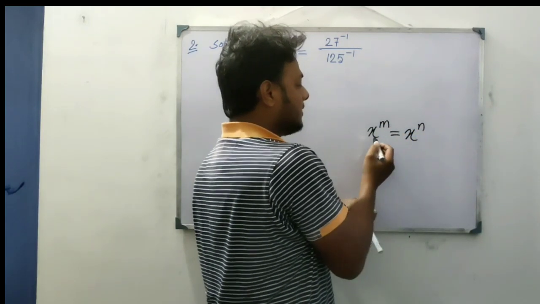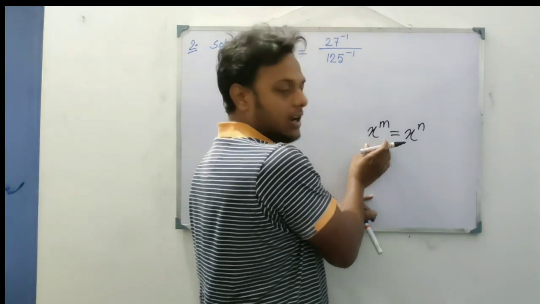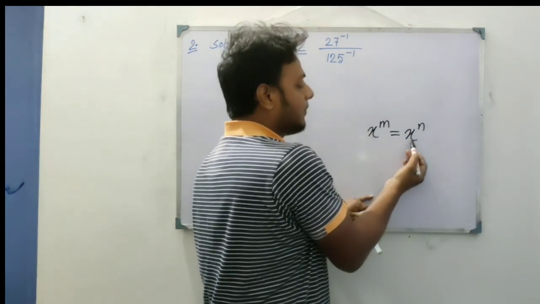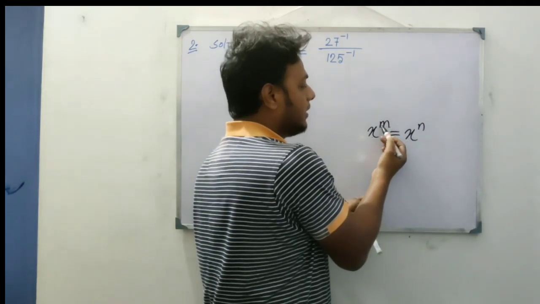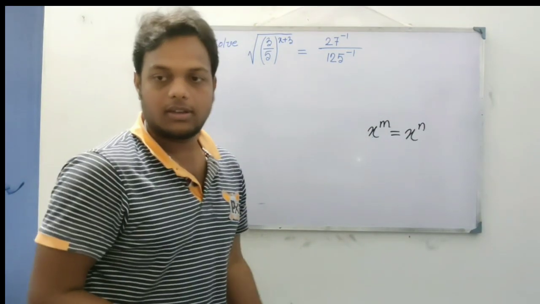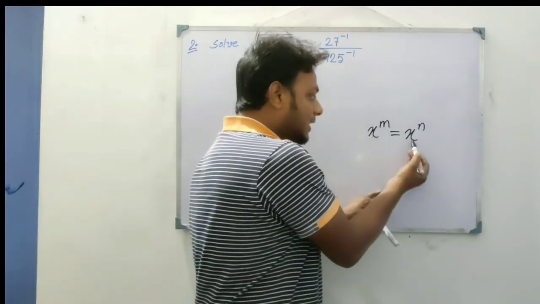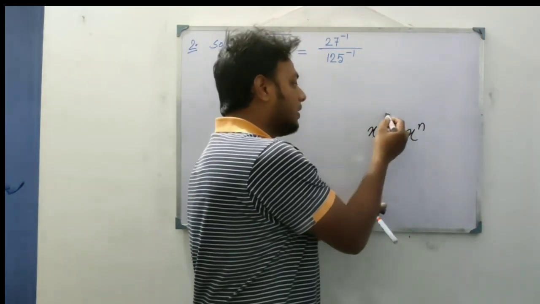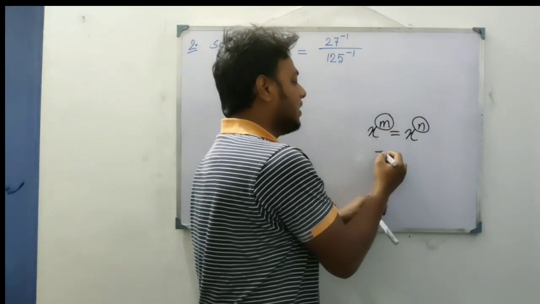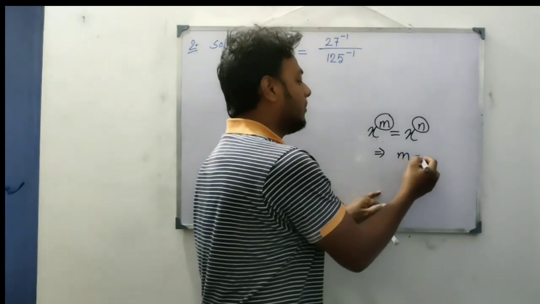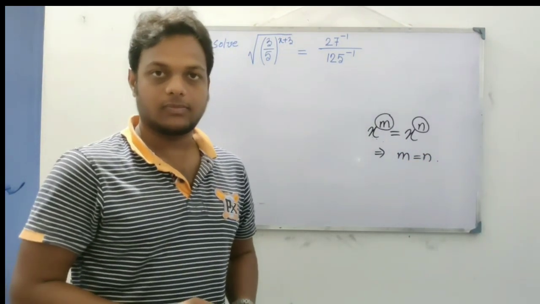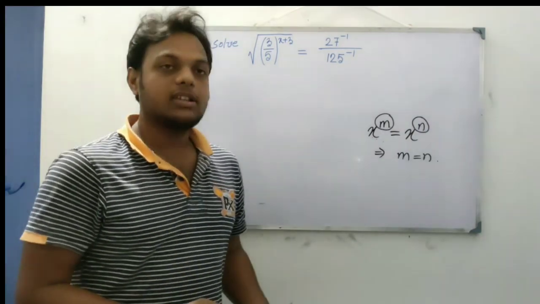Okay, since on the left hand side and the right hand side they have the same base x, but we see the power is m on one side and n on the other. If the base is the same, then we can conclude that the power is also the same, that means m must be equal to n. I have discussed this part in class 8. And this is from class 8 also.